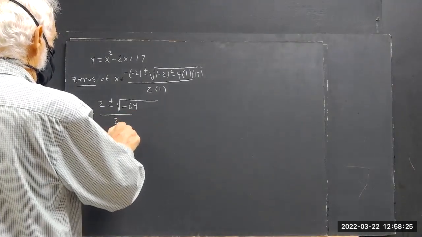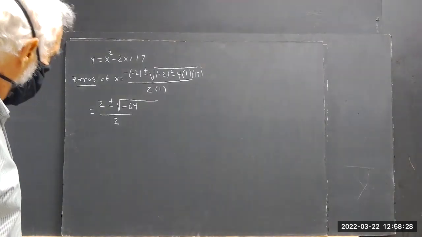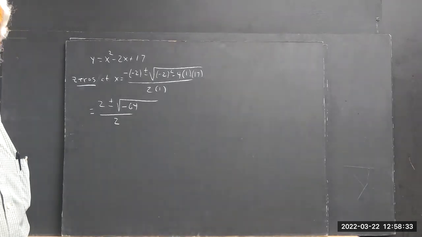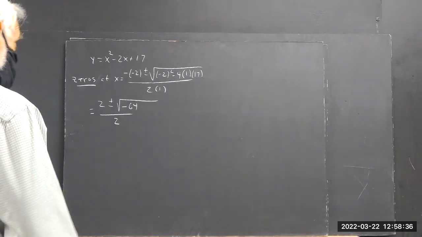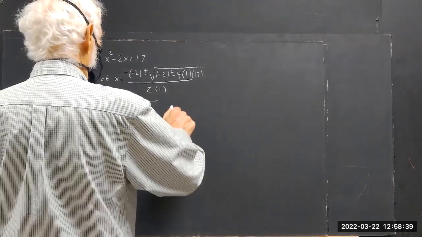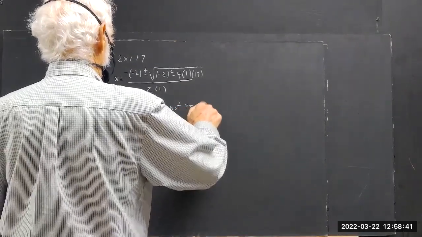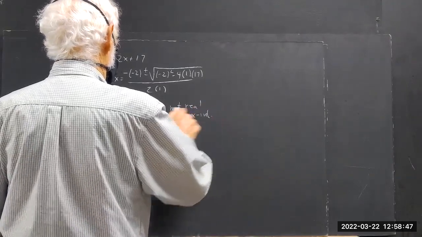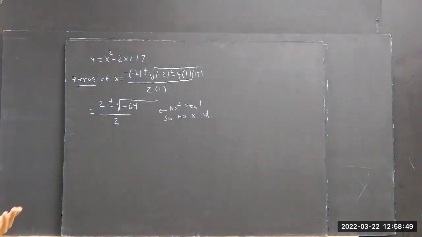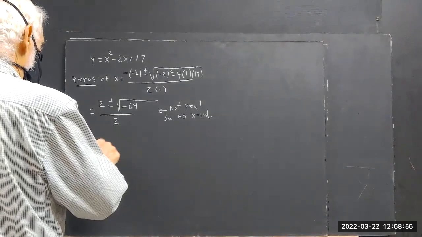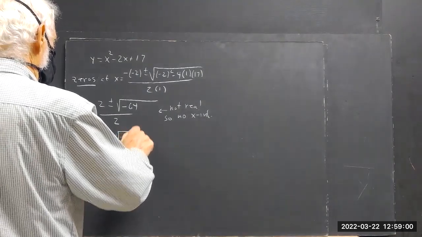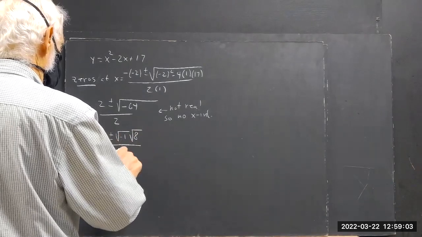Let's use that. Now, what's the square root of negative 64? Well, it's not a real number. Not real, so there are no x-intercepts. However, I'm going to complete this because this is coming up next week.